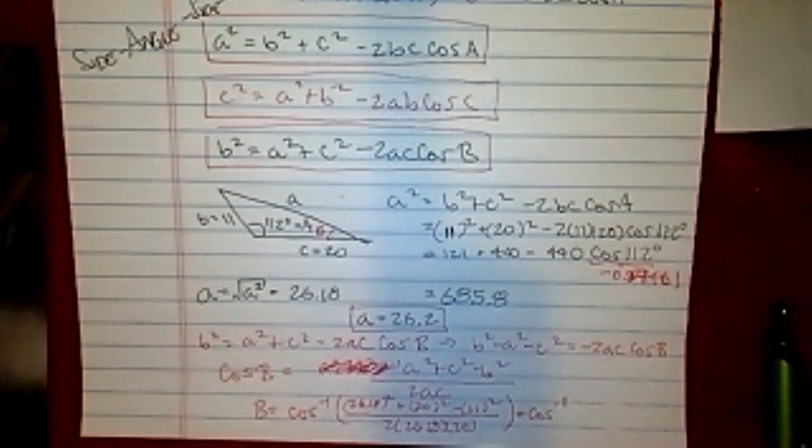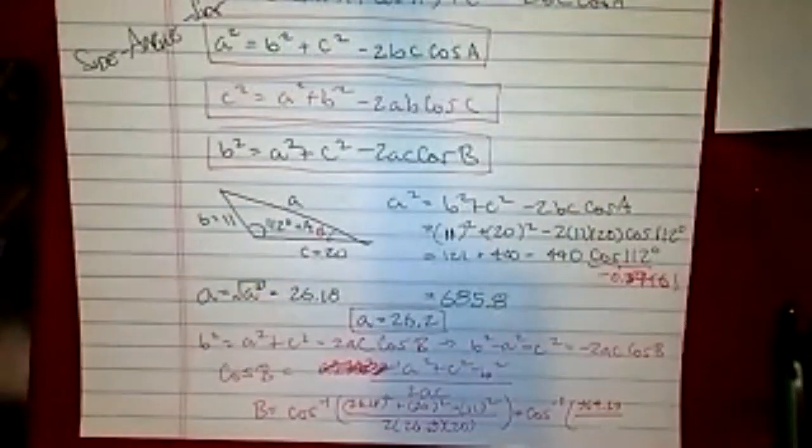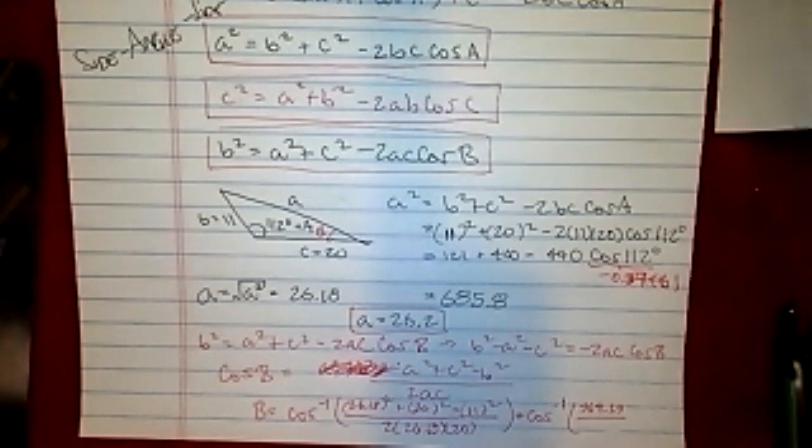squared plus 20 squared. And I'm going to say minus 11 squared. And that means this whole numerator up here is going to be 964.39. And then the denominator is going to be 2 times 26.18 times 20.